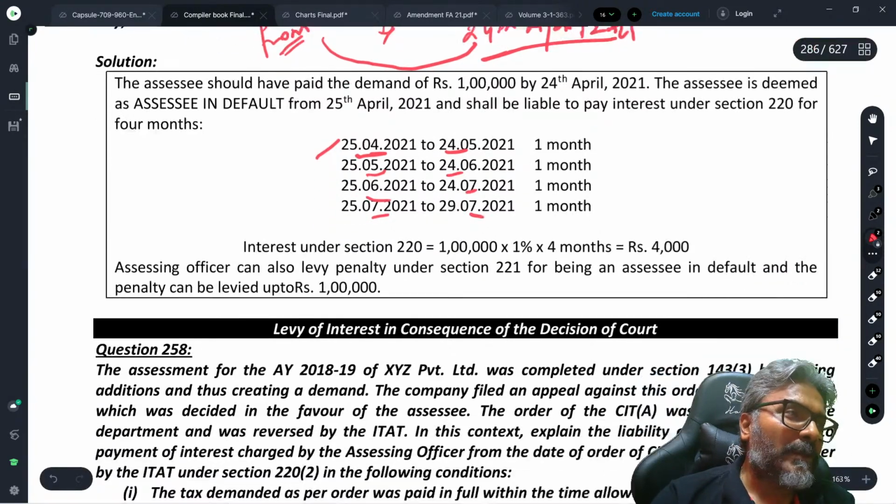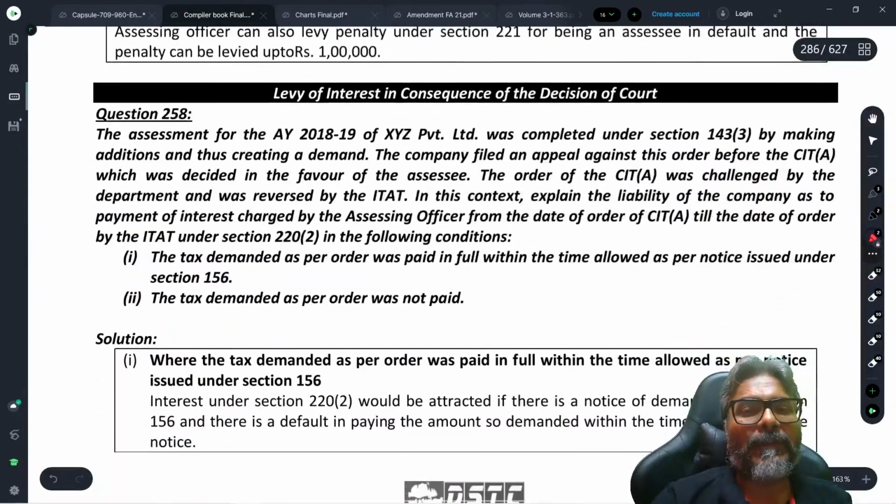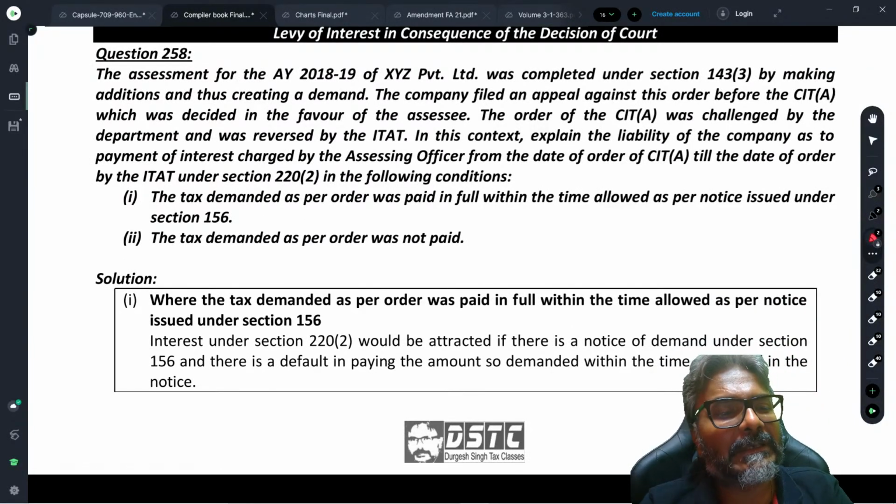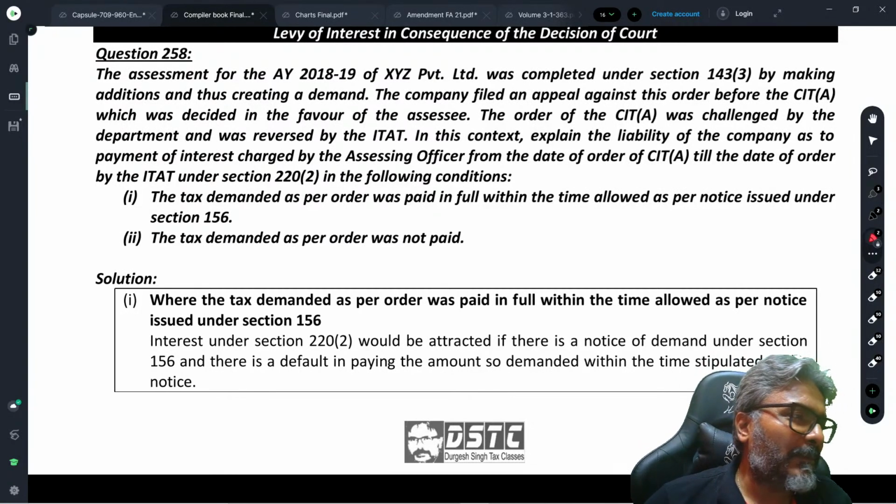This is what I'm talking about, students. Very important one. Question number 258, students. All of you are going to read it, students. I'll just give you 5 minutes. Please go through the same quickly.